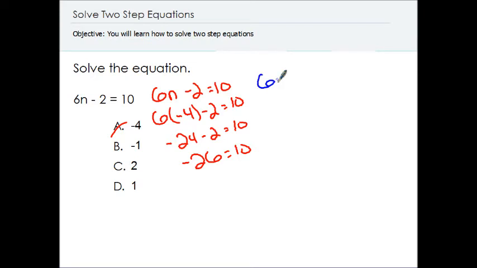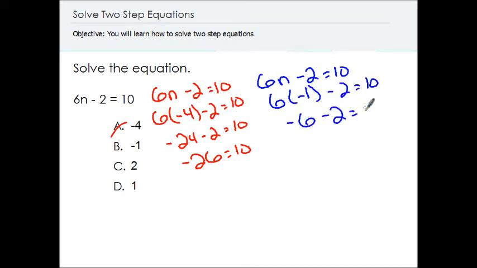So we have 6n minus 2 equals 10. We're going to plug in negative 1 this time. So 6 times negative 1 is negative 6. Negative 6 minus 2 is negative 8. Right, negative 8 does not equal 10, so we know that's wrong. Alright, so we'll move on to the next one.